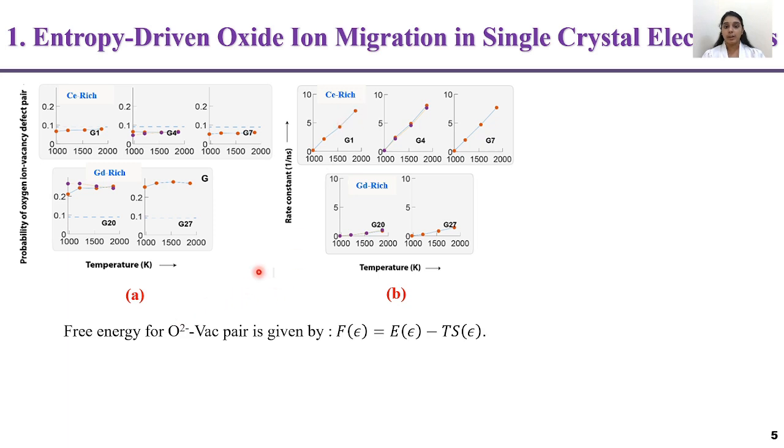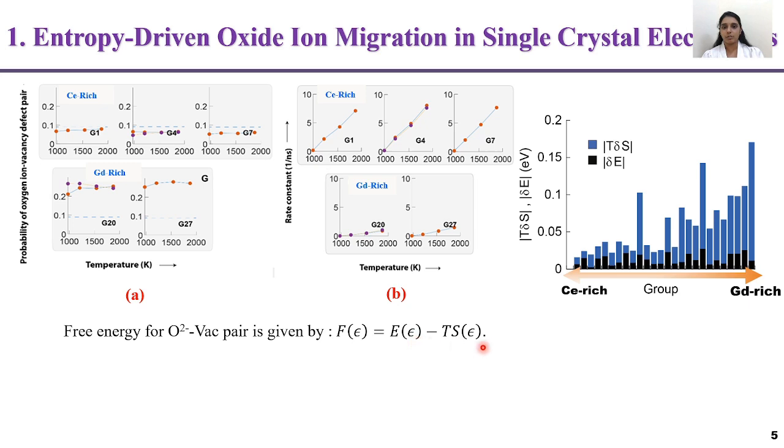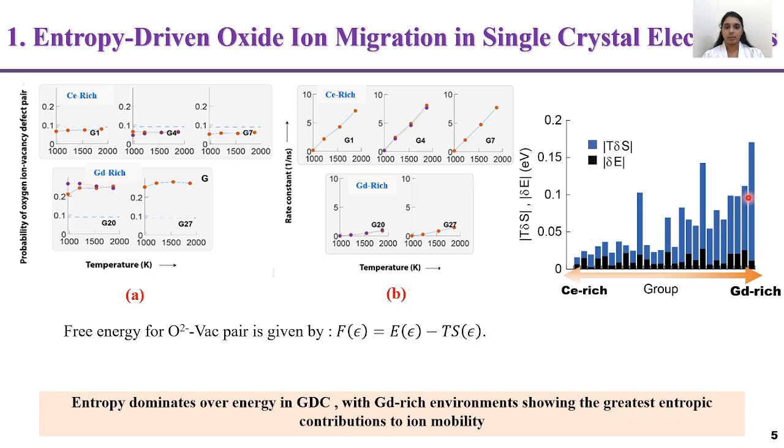To confirm if entropy effects are involved, we measured free energy in each environment, separating energetic and entropic terms. The results showed that entropy is indeed significant in GDC, particularly in Gd-rich environments. This is the first quantitative evidence that entropy affects oxide ion migration. This work highlights the importance of considering entropy effects in ionic conductivity theories.